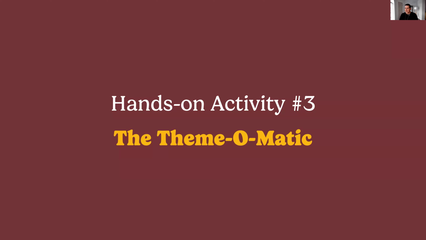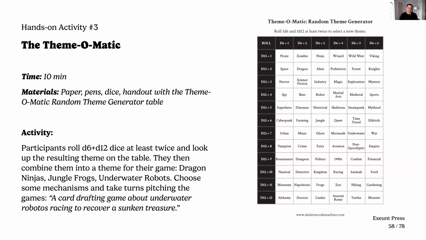The next one is what I've called the theme-o-matic. And this one we've had fun with as well. It is just a table. You can see that on the right. This is the one we use. And you roll 2 dice, a d6 and a d12, or 6-sided and 12-sided die. That's going to land you somewhere on this table.